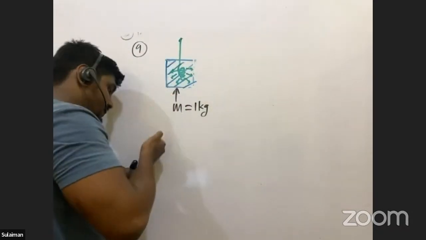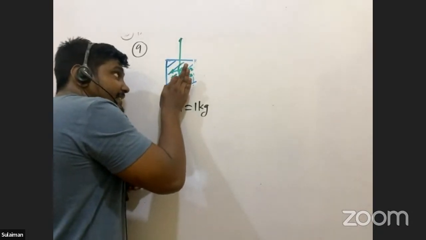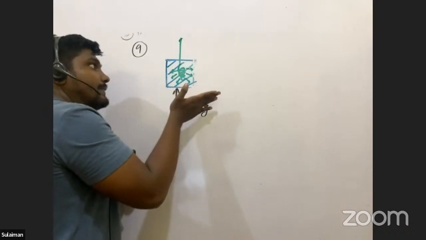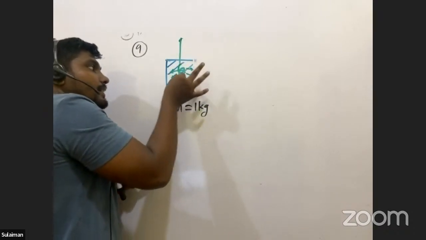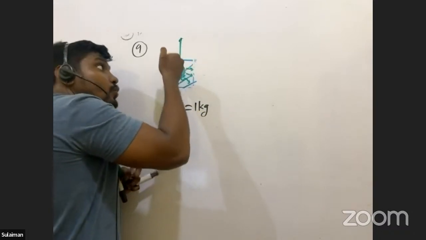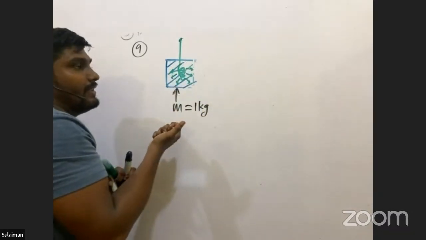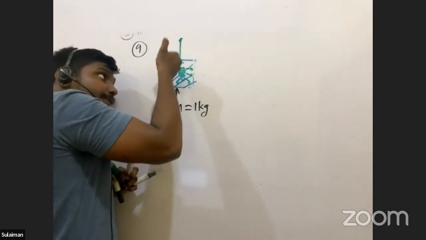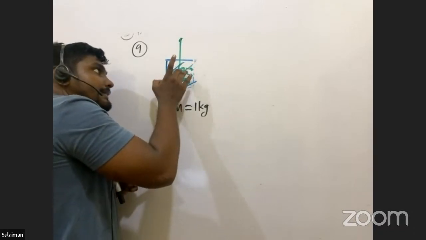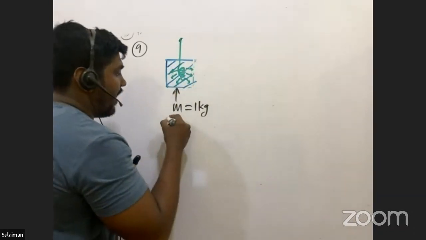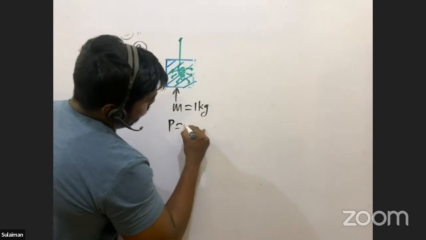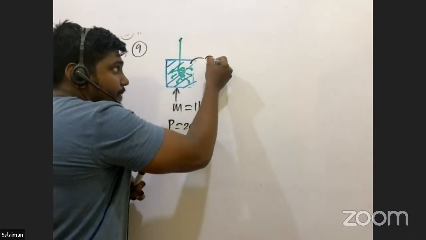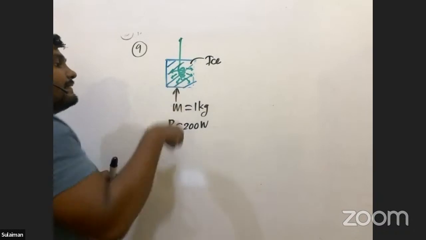That means what? Power of the immersion heater means the amount of heat energy produced by this immersion heater per unit time, per second, is 200 joules. That means every 1 second, this immersion heater produces 200 joules of heat energy. That's the idea of power of the immersion heater. The power of this immersion heater is 200 watts. The thing is, this ice cube absorbs only 20% of that heat.